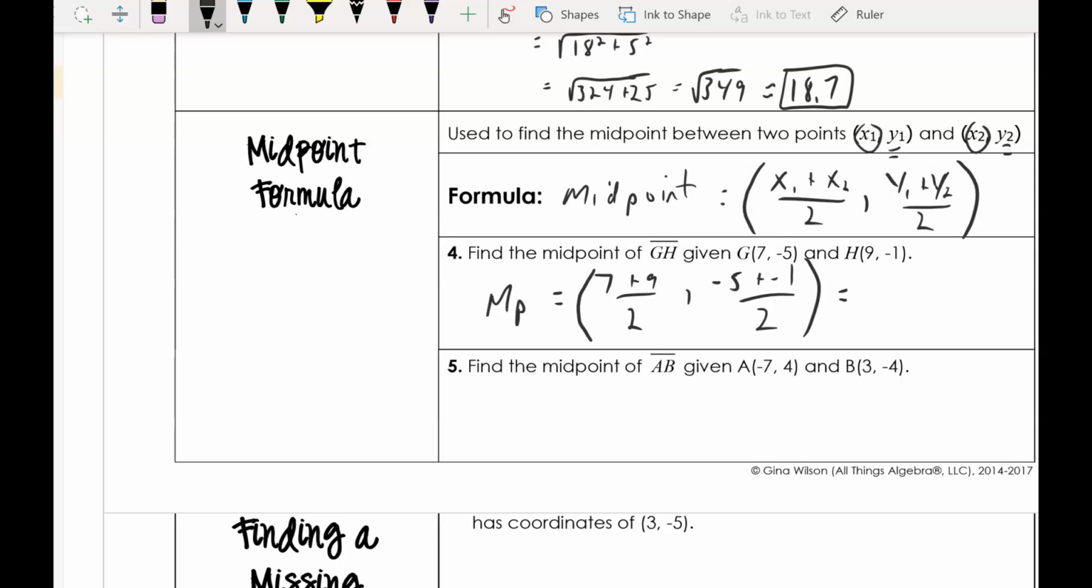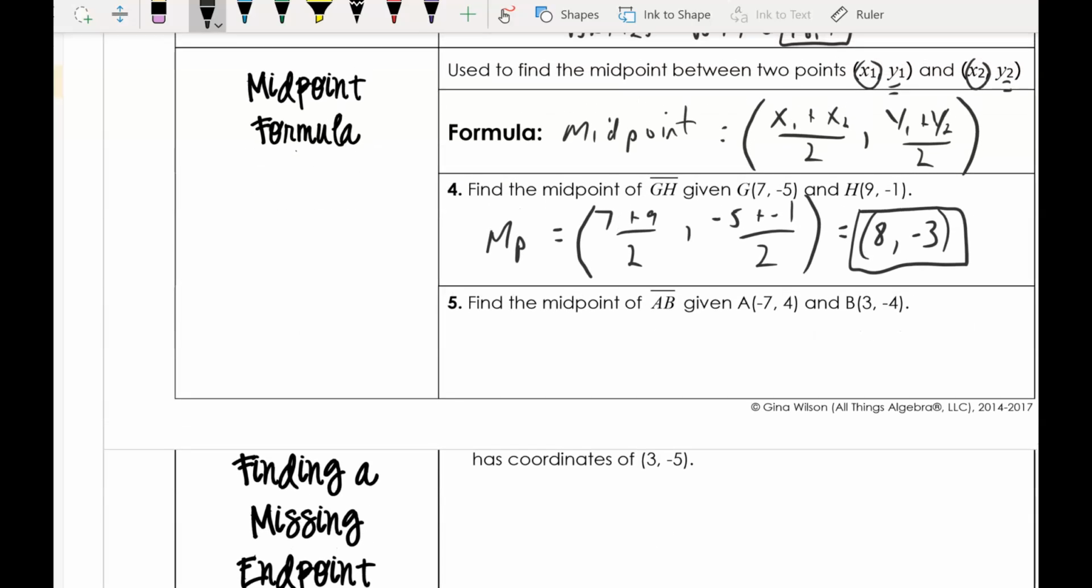So this is just going to be the average of 7 and 9, which is the same thing as 16 over 2, which is 8, and the average of -5 and -1, which is the same thing as -6 over 2, or -3. Now don't leave it like that. It's an ordered pair, so always put your ordered pairs in parentheses. They're not just two numbers. They're an ordered pair. So it's important that you use the right notation there.